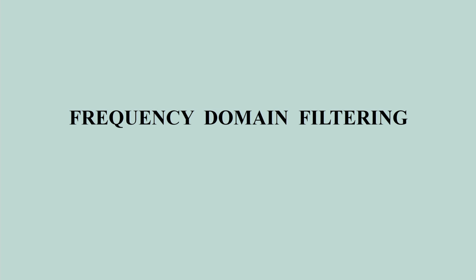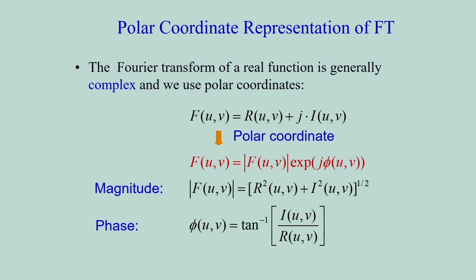Before determining the Fourier transform of an image, I have to do some pre-processing. That means I have to multiply the image by minus 1 to the power x plus y. This step I am going to explain now. So, what is the concept of frequency domain image filtering? I will discuss the concept of frequency domain filtering. Already I have explained this concept.